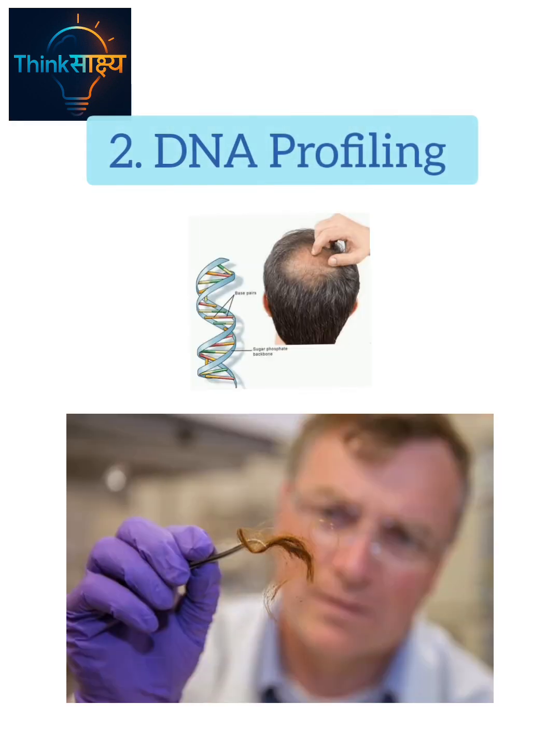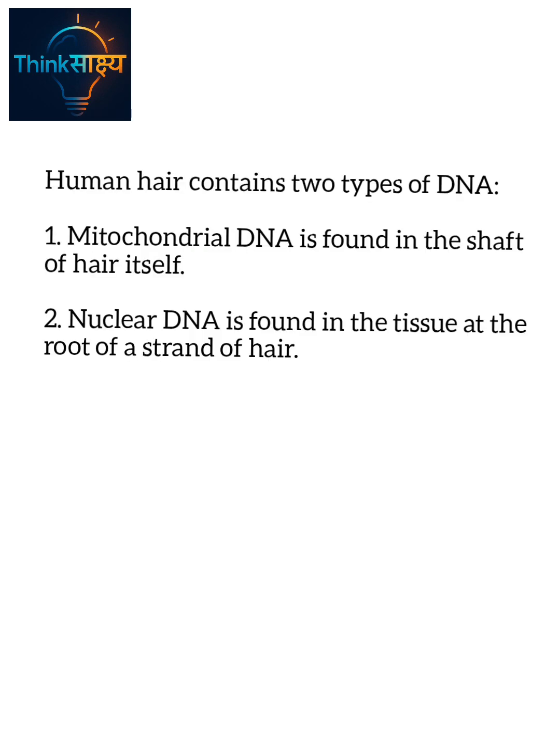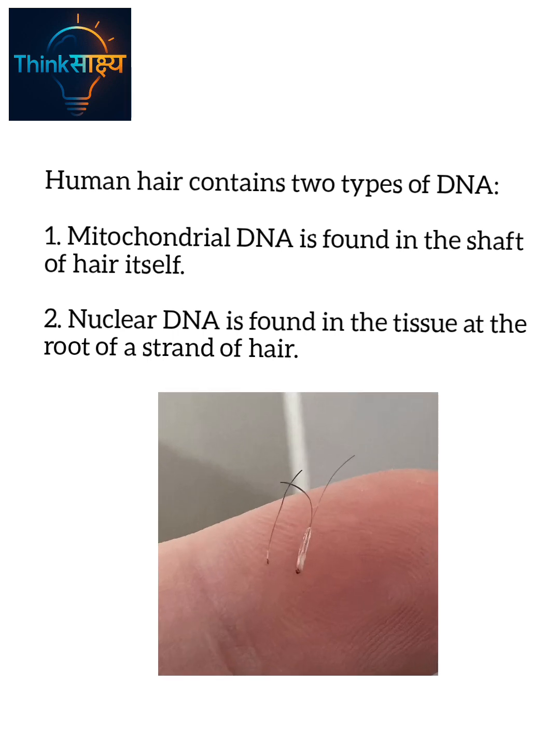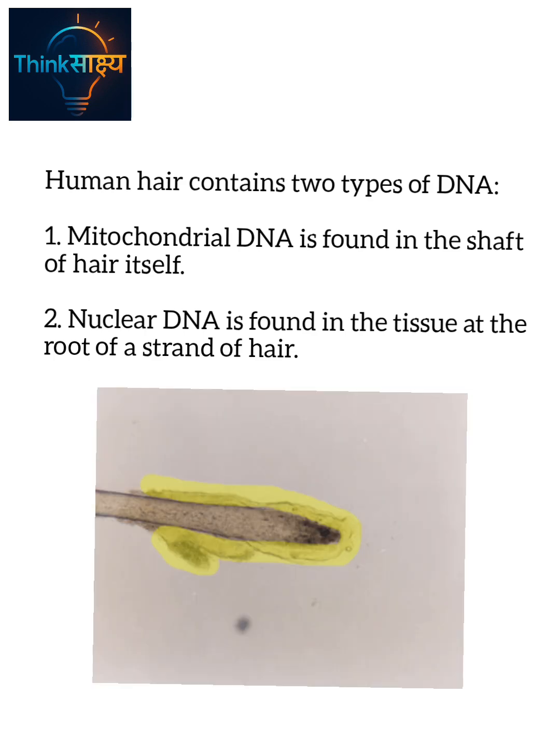Second is DNA profiling. DNA profiling can be done in two ways. First is mitochondrial DNA analysis. It is done from the shaft, and the nuclear DNA analysis can be done from the hair root, which is present in the hair recovered from the crime scene.